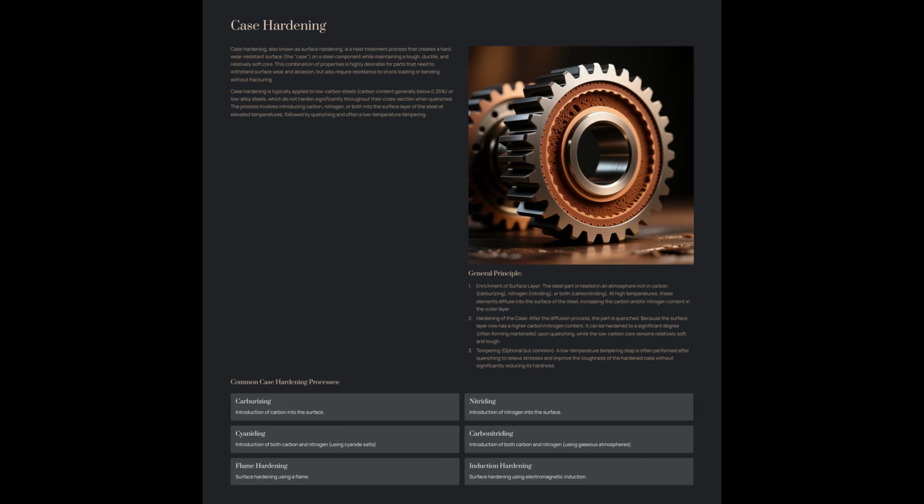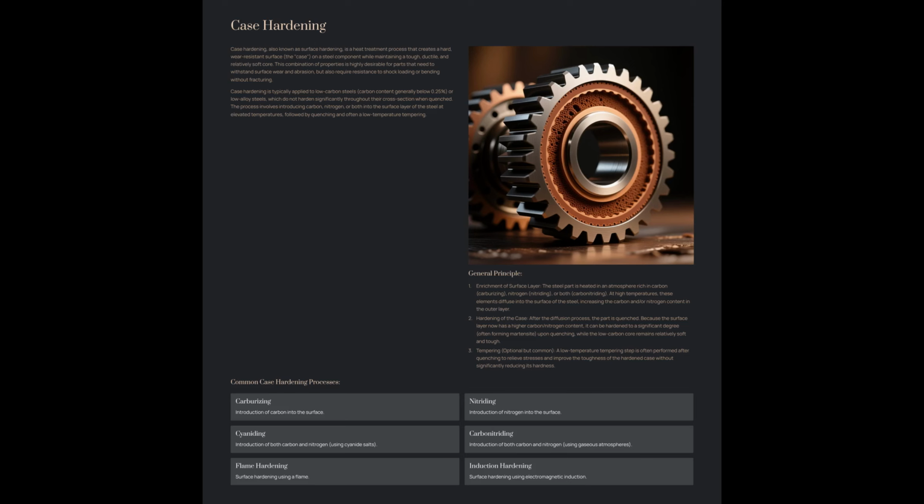Case hardening is typically applied to low-carbon steels, carbon content generally below 0.25%, or low alloy steels, which do not harden significantly throughout their cross-section when quenched. The process involves introducing carbon, nitrogen, or both into the surface layer of the steel at elevated temperatures, followed by quenching and often a low-temperature tempering.